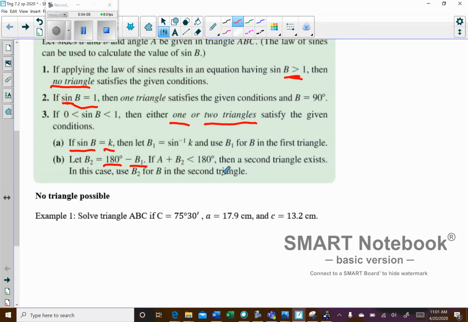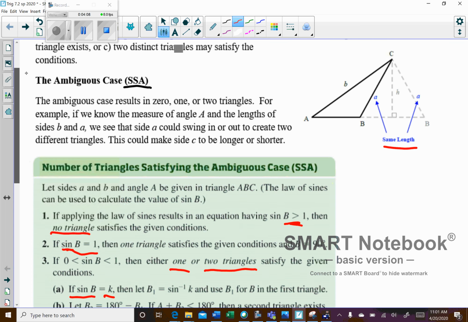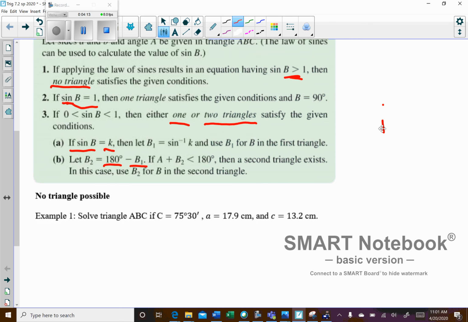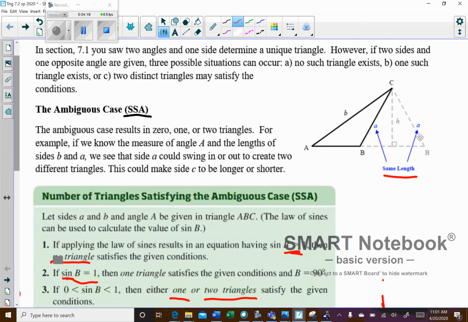Okay, so let me go up here real quick and show you that in this picture again. You might find angle B right here. This could be B1. And then when you subtract that from 180, that could actually make this B2 right there. Then you could find your missing pieces from there. So you could actually have two distinct, unique triangles with the given characteristics of side-side-angle.